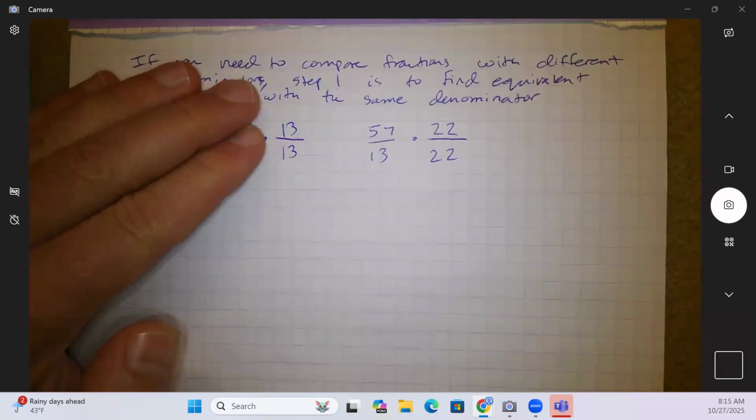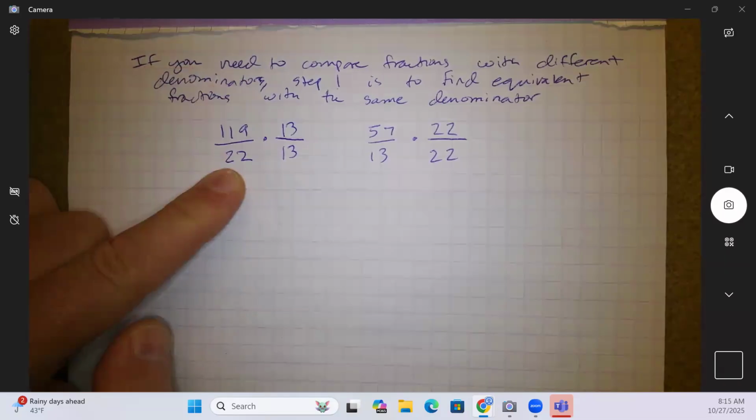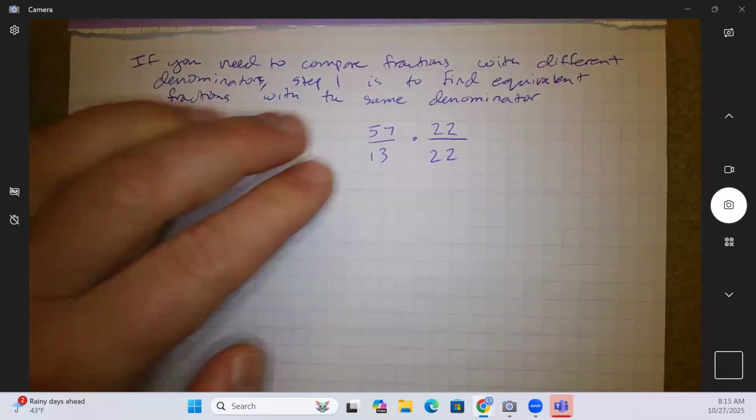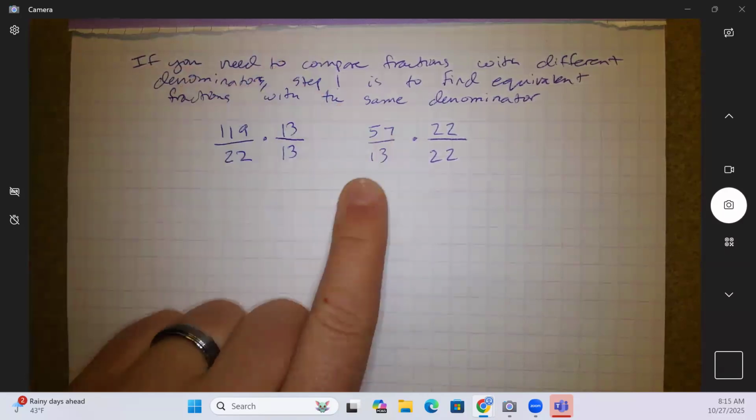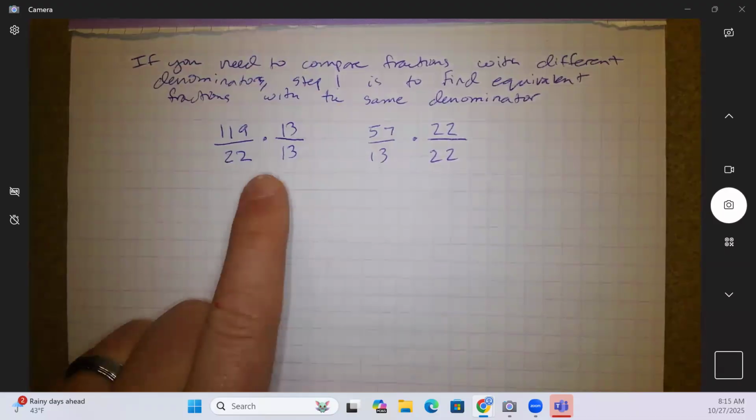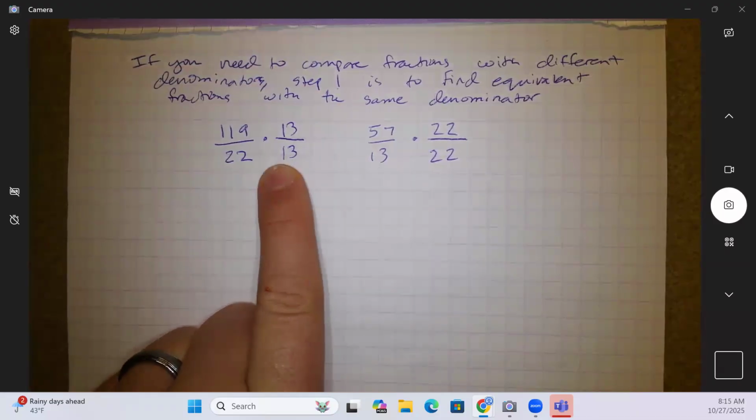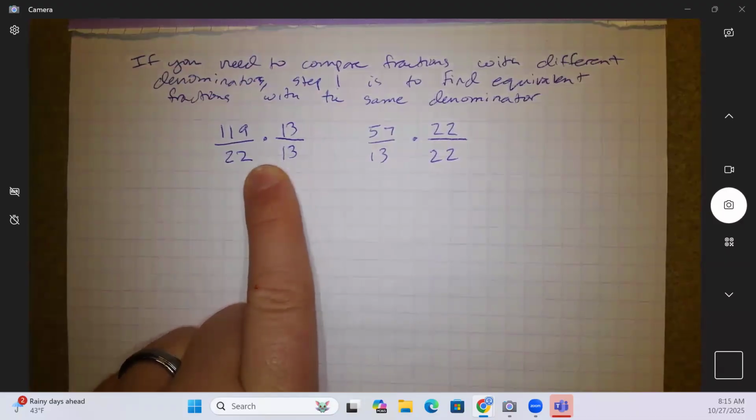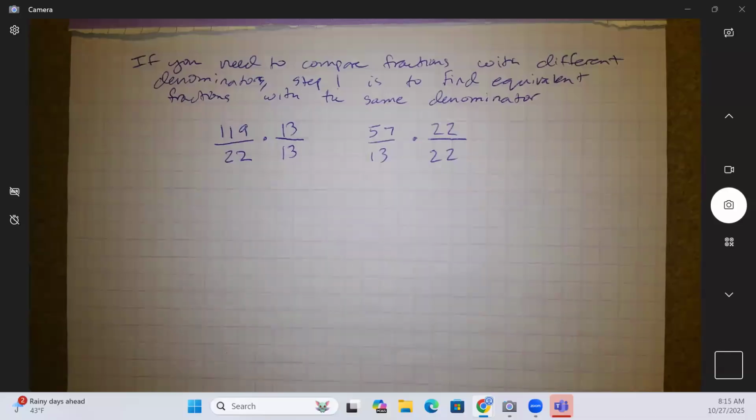What's the number 13 over 13? 1, so I haven't changed anything, because you multiply by 1 and nothing changes. What's the number 22 over 22? 1, so I haven't changed anything, because when you multiply by 1, it doesn't change anything. So these two fractions that I haven't multiplied out yet, they're the same as the 119 over 22 and the 57 over 13.